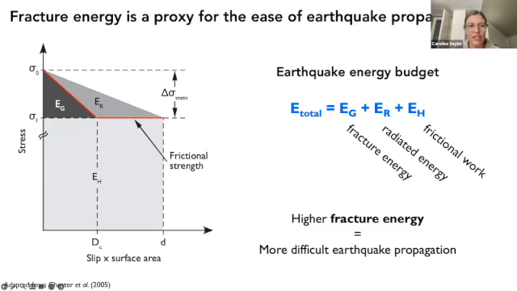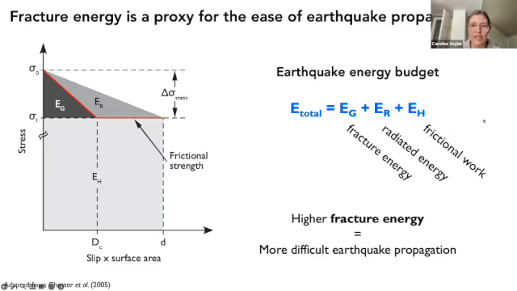So if the total energy is represented here by this kind of gray polygon, fracture energy is this segment here, and it's added up with the radiated energy, this is fracture energy, this is the radiated energy, and the frictional work to add up to the total earthquake energy budget. And so this bit of the triangle is representing how hard it is for the earthquake to propagate. And so some previous work inferred that the really low fracture energy of the sediments along the plate boundary there contributed to the large shallow slip during that event.